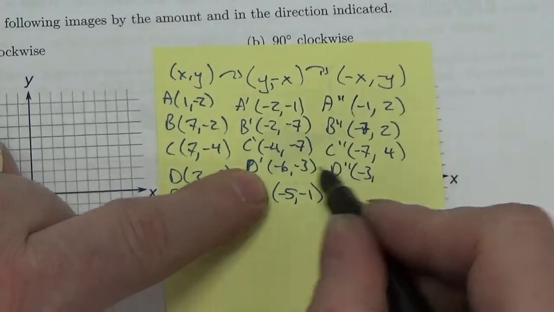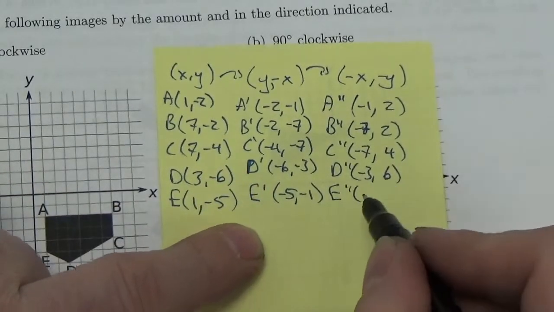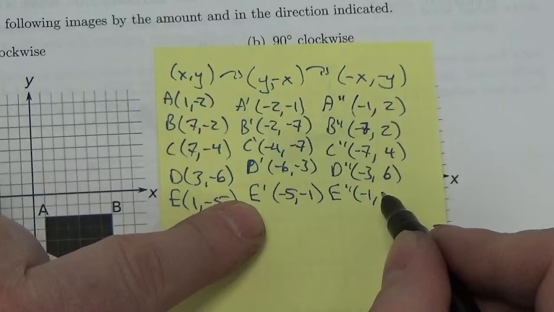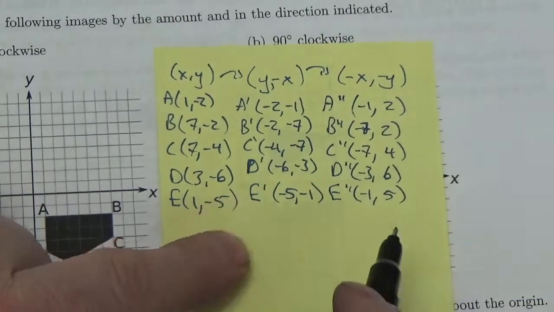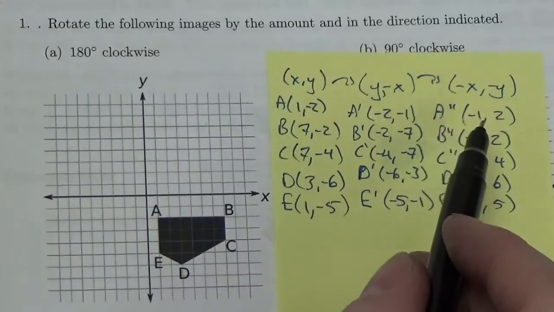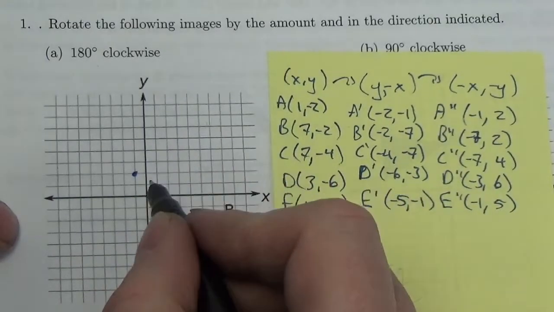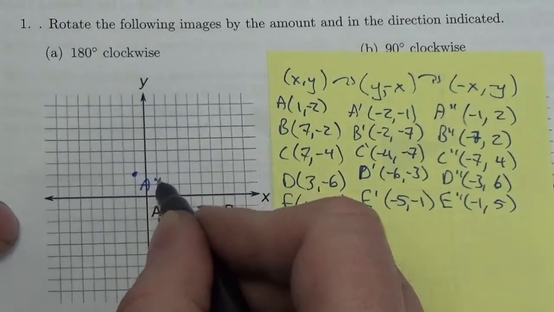Bring the negative 3 forward, put the negative 6 back, and change its sign. Bring the negative 1 forward, move the negative 5 back, and change its sign. And so now I'm going to plot those points. So A prime is going to be negative 1, 2. Okay? There's A double primed.